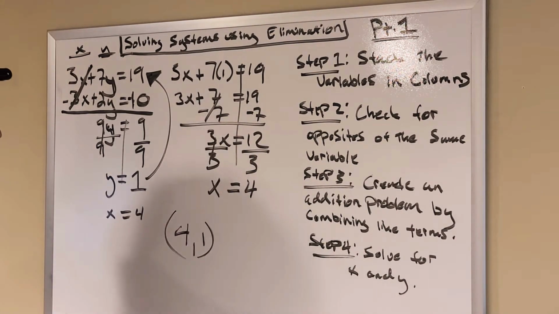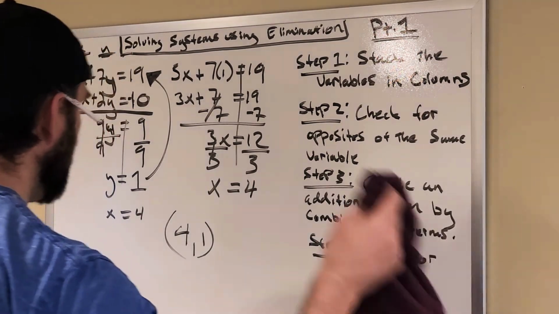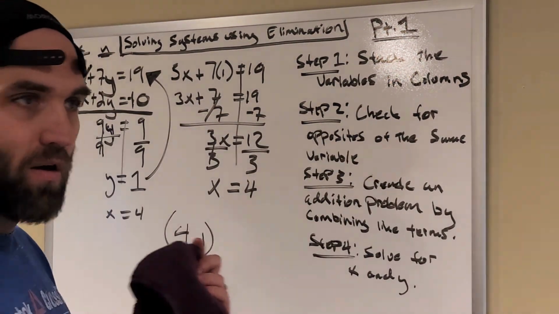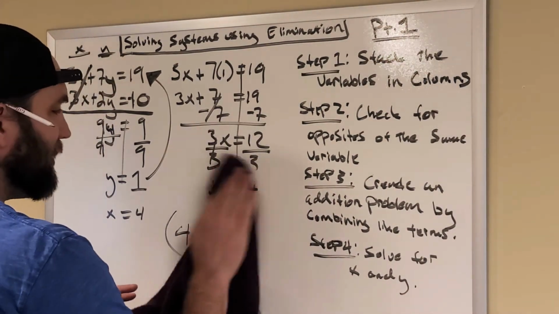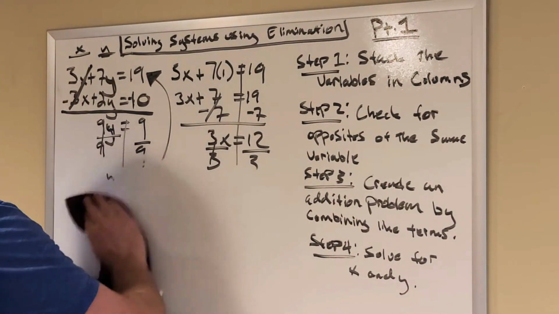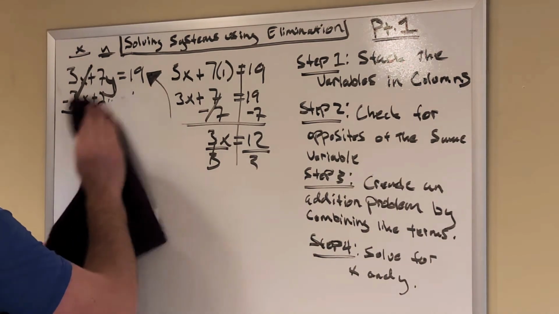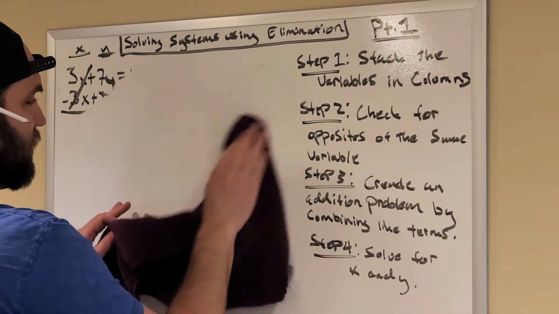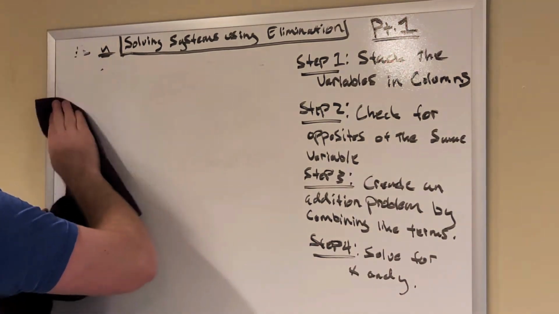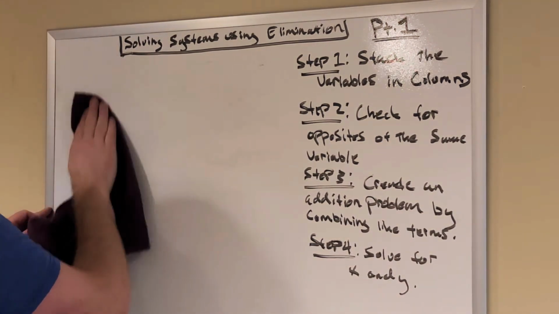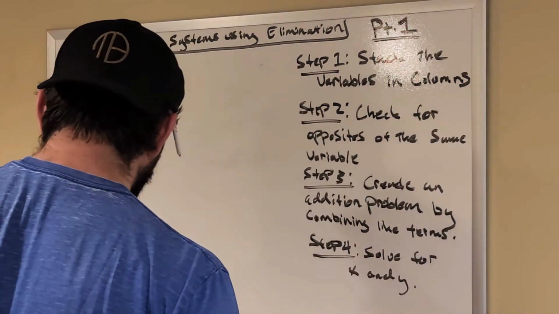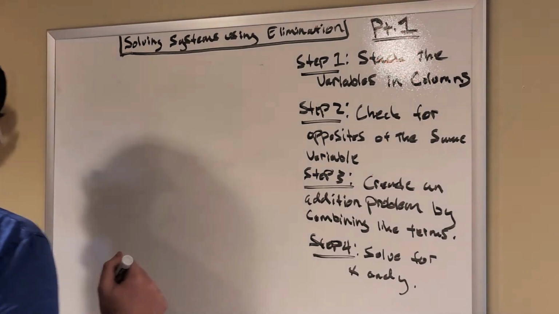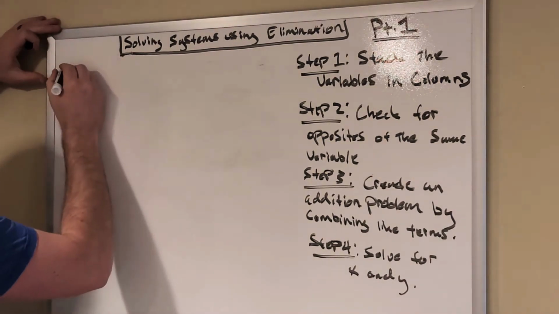Okay, now let's try one more problem. But let's look at a problem that's not quite stacked up. All right, that's a little bit more difficult, where I have to rearrange the problem and then solve for my variables. Okay, give me 1 second as I just erase. 5y minus 2x equals 3.